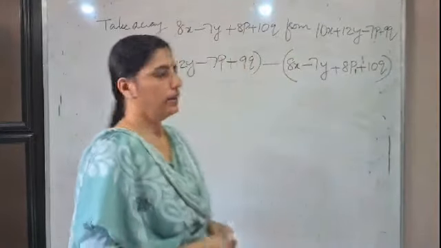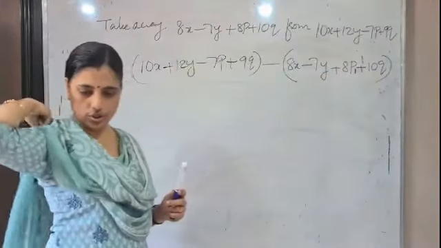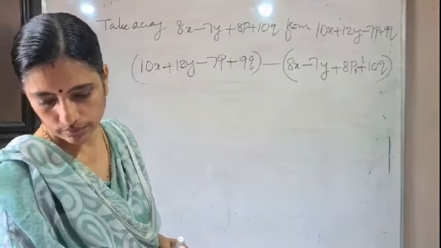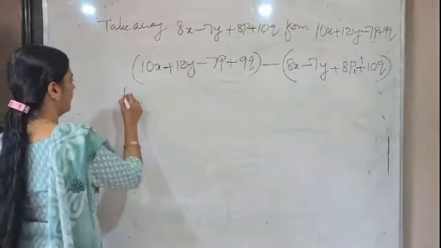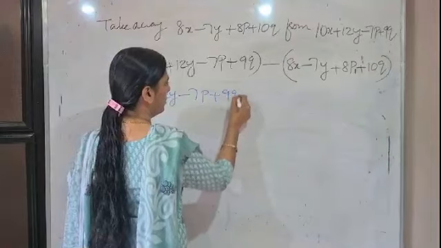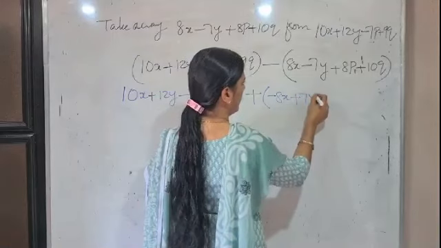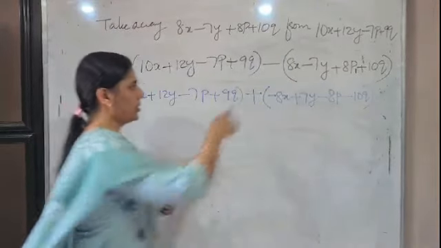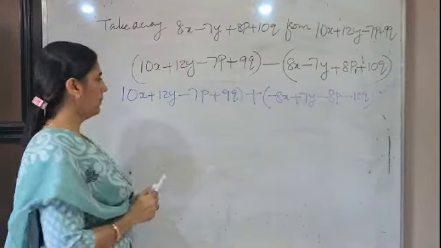Next step, this minus sign we will make as plus sign. So all the signs inside the bracket will change. Okay, 10x plus 12y minus 7p plus 9q plus negative 8x plus 7y minus 8p minus 10q. I changed the signs. This became negative, this became positive, this became negative, this became negative. Now you do as normal addition.